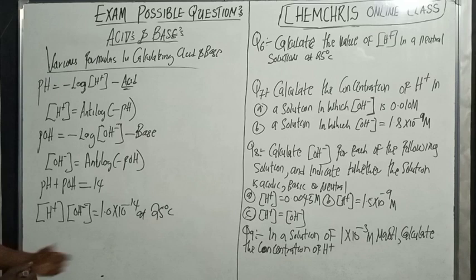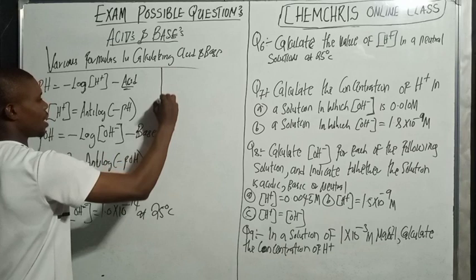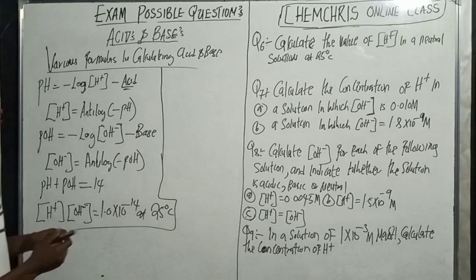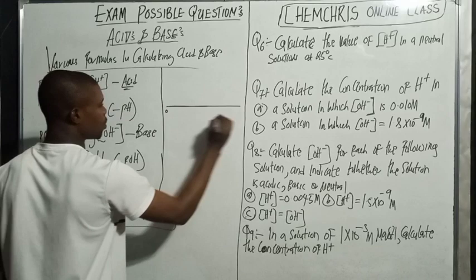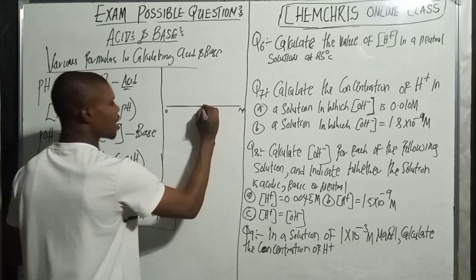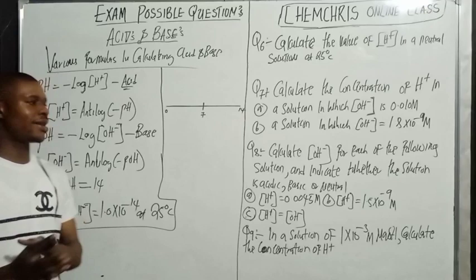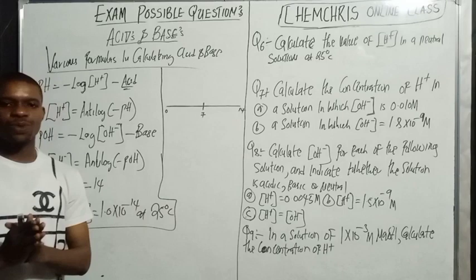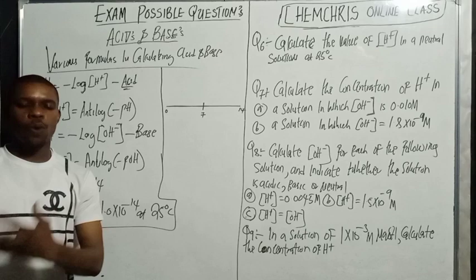Now, another thing I want to look at is the pH scale. On the pH scale, it runs from 0 to 14. We have what is called a neutral point, which is 7. Any solution that has a pH of 7 is neutral, like the pH of pure water. Water that is pure is always 7. That is neither acid nor base.